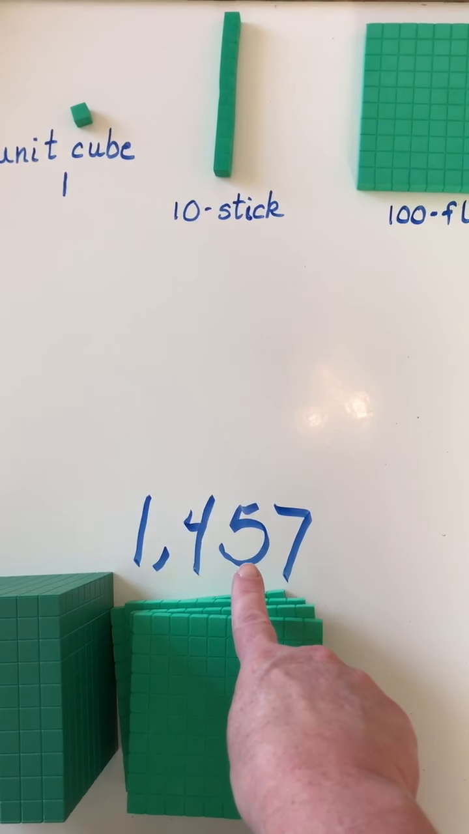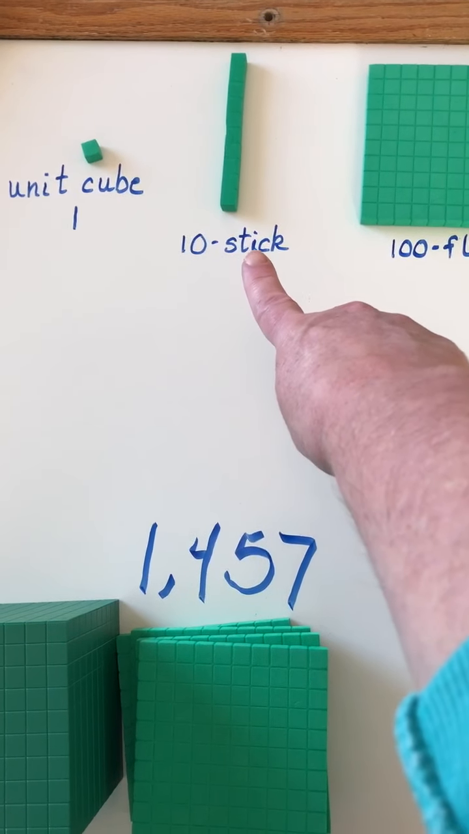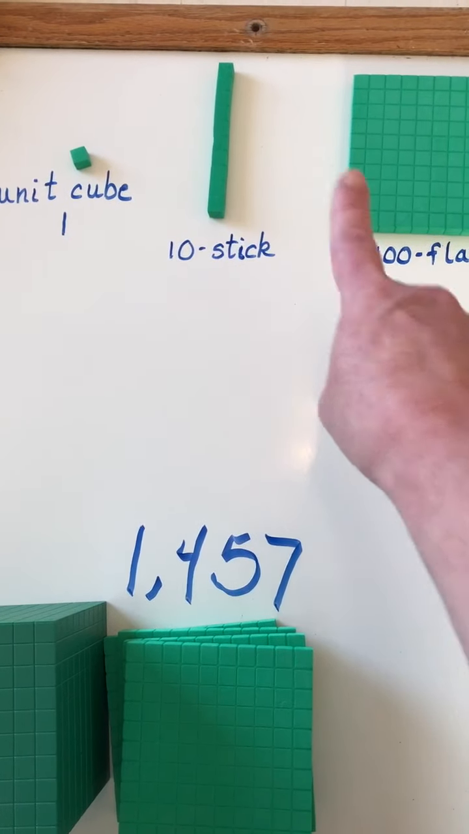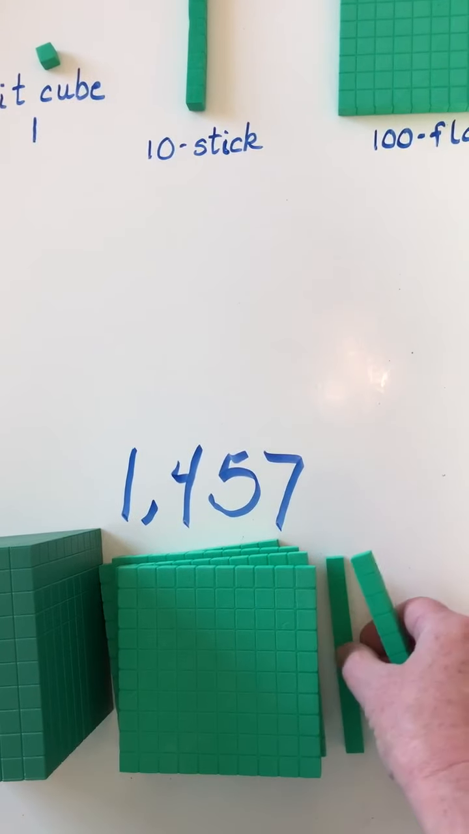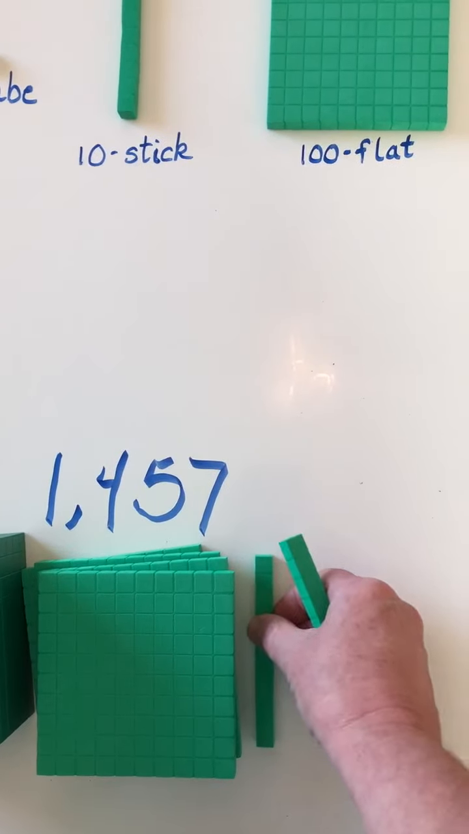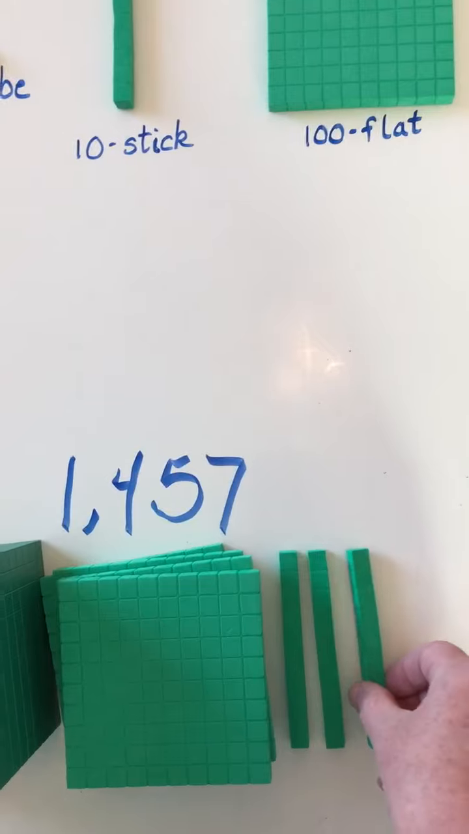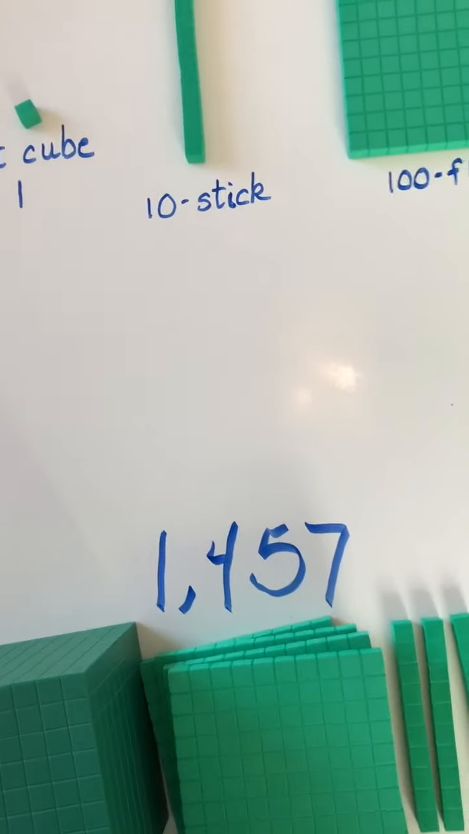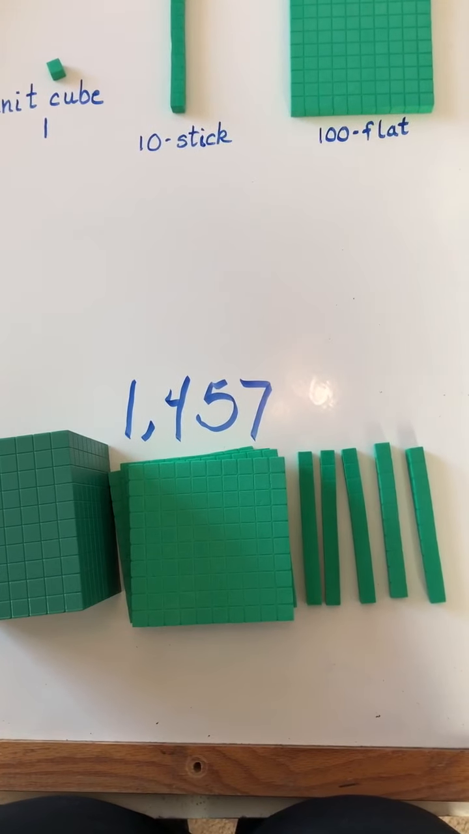Okay? How many tens? There's our tens place. How many tens? You're right, 5. What base 10 block am I going to use? My 10 stick, right? Because 10, 20, 30, 40, 50. So here we go. I'm going to use 5. So here we have 1,400, 410, 420, 430, 440, 450. Woo, what a huge number.